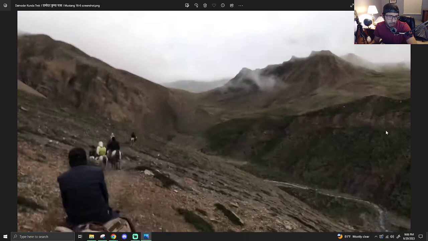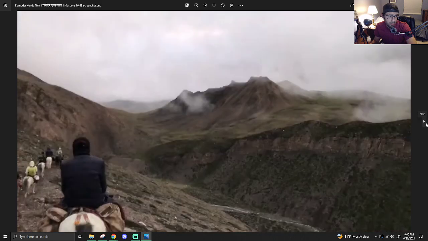And there's the ramp, I do believe. I don't even think I realized when I was taking this. I think that's the ramp.